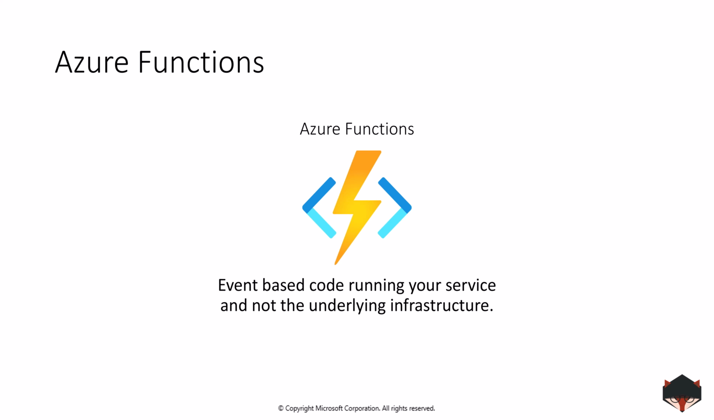Functions scale automatically based on demand, so they may be a good choice when demand is variable. Azure Functions runs your code when it's triggered and automatically deallocates your resources when the function is finished. In this model, you're only charged for CPU time while your function runs. So again, with Azure Functions it's the code running your service and not the underlying platform or infrastructure. It creates infrastructure based on an event.